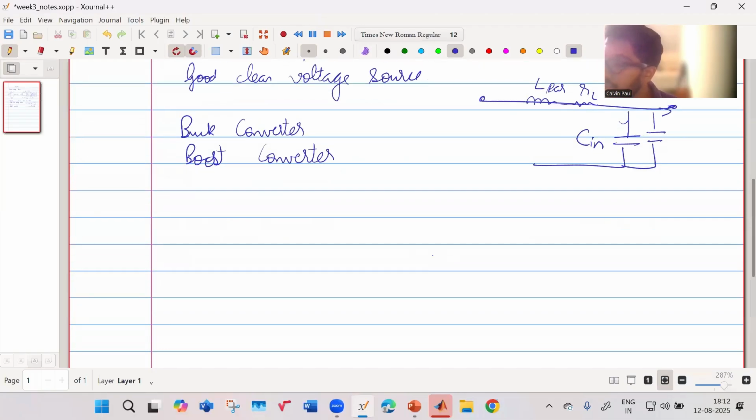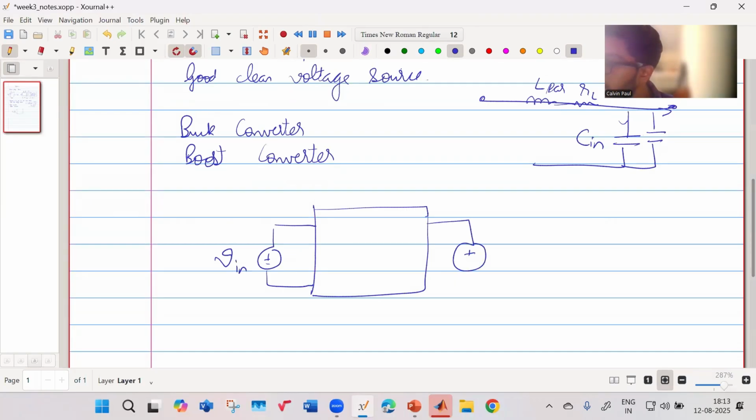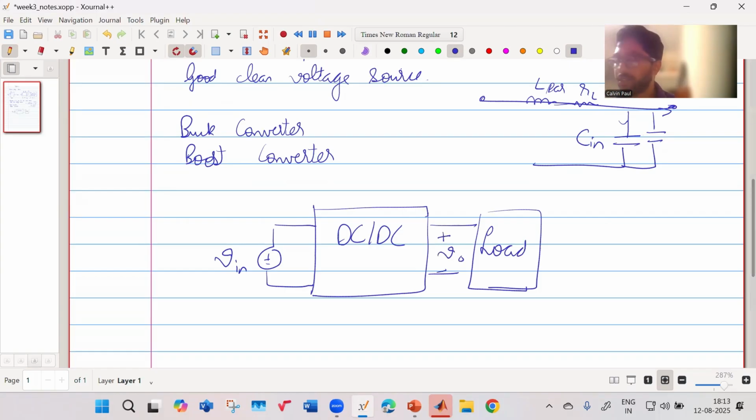So that means you have your input voltage over here. This is your DC-DC converter, and this is your load. And the objective is, if you have some voltage, this load will draw some current, I output. In most converters, what you want to do is fix this voltage. This voltage should be fixed.